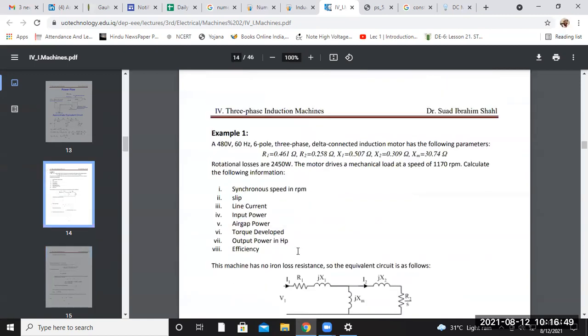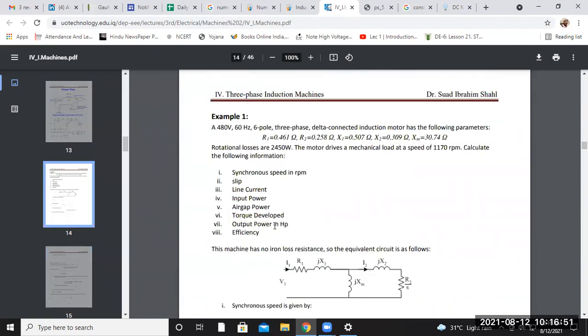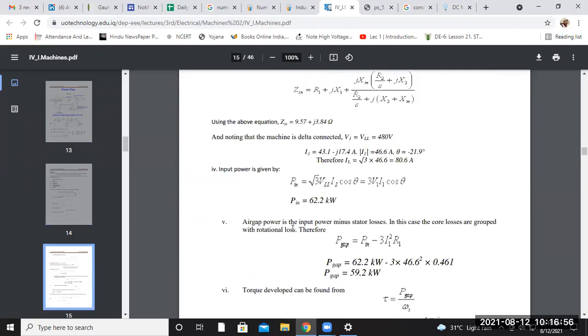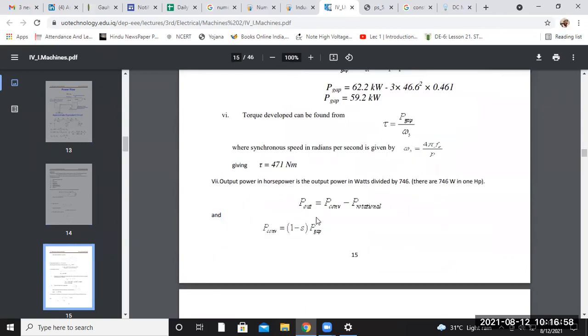Now the seventh one is the output power in horsepower. This is the torque developed. This is the output power in horsepower you have to calculate. So the output power formula is the converted power, that is the power developed, minus the rotational power. This converted power has a formula in relation with your air gap power, that is 1 minus slip into air gap power. You will get the converted power.